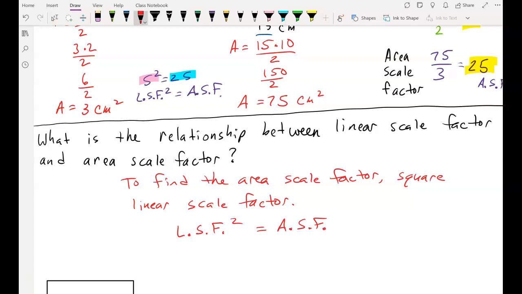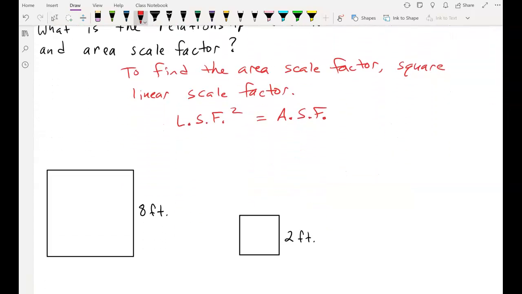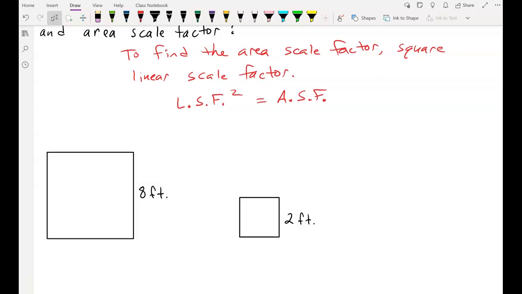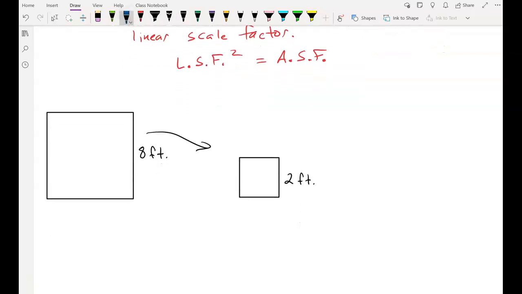So the area scale factor is increased by whatever the linear scale factor is squared. It takes up that much more space. Let's see if it works when we size down a figure. This is a square, and so remember, to find the area of a square, the area is the side length squared.